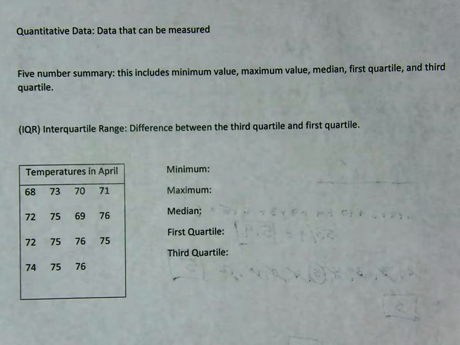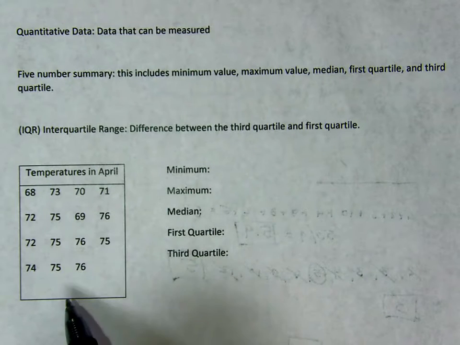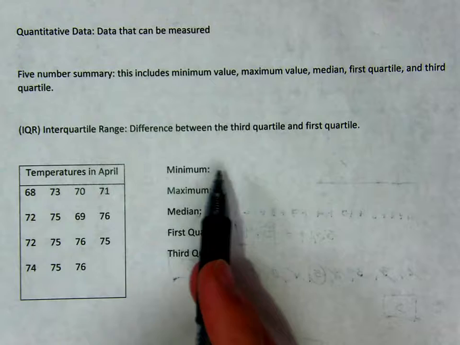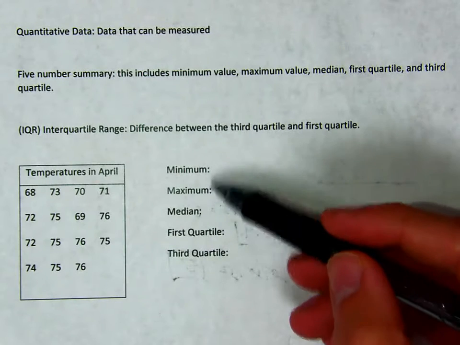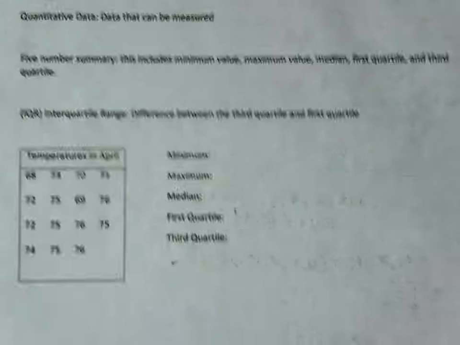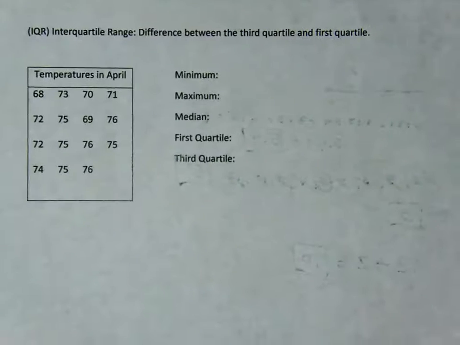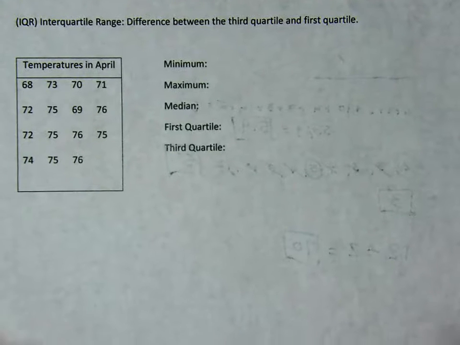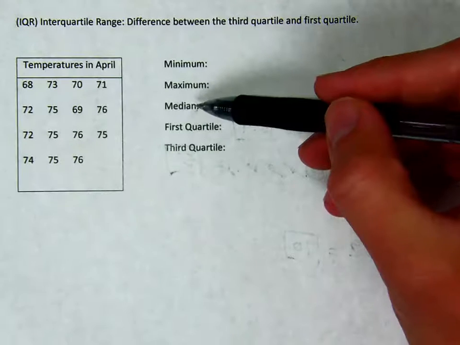All right, you've got your data here, temperatures in April. And we're going to fill in the minimum, the maximum, the median, the first quartile, and the third quartile. The first thing, we already know how to get those top three: minimum, maximum, median.